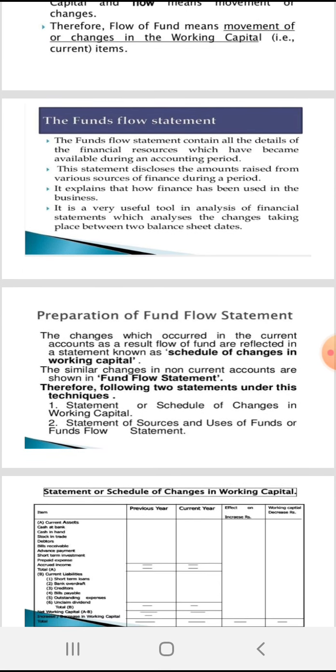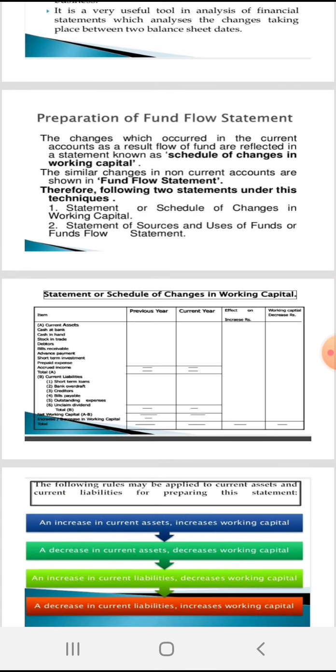Now let us know the fund flow statement. What does it mean? The fund flow statement contains all the details of the financial resources which have become available during an accounting period. This statement discloses the amounts raised from various sources of finance during a period. It explains how finance has been used in the business. It is a very useful tool in analysis of financial statements, which analyzes the changes taking place between two balance sheet dates. Now let us know how we prepare the fund flow statement.